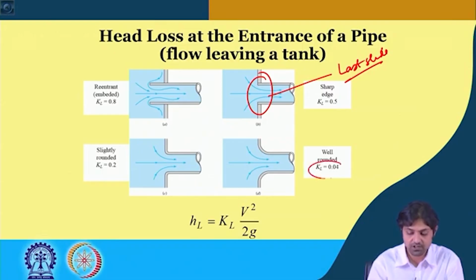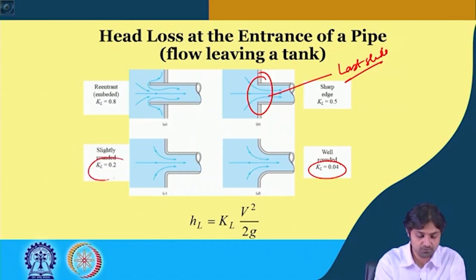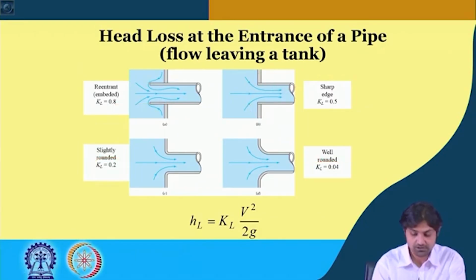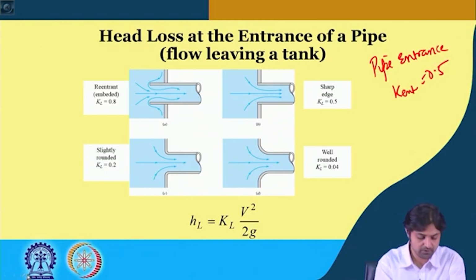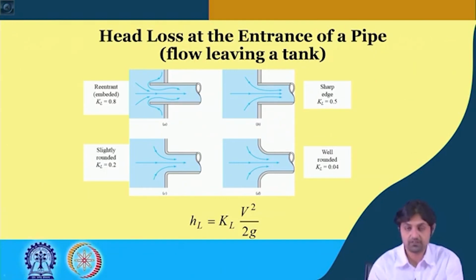If it is well rounded, KL is 0.04, if it is slightly rounded it is 0.2, if it is embedded inside, you saw we had one figure where everything was inside, therefore there KL was equal to 1, but in this case it is 0.8. So this is nothing but pipe entrance. By default just take 0.5 if nothing else has been given.